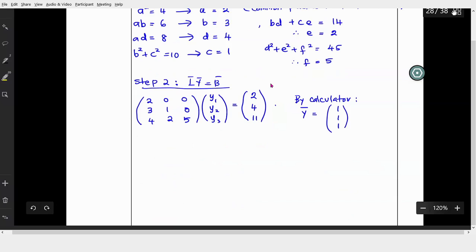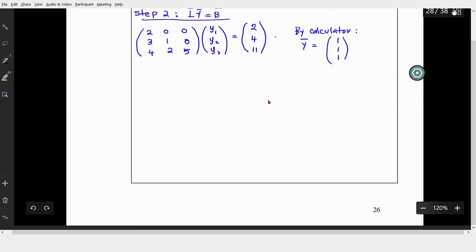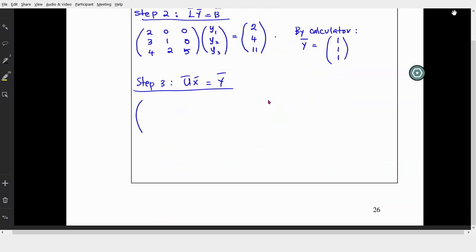And then the last step, step 3. Ux equals y. Okay, so U in the Cholesky is the transpose of L. The transpose of L. So you can look at step number 2. Rows become columns, columns become rows.